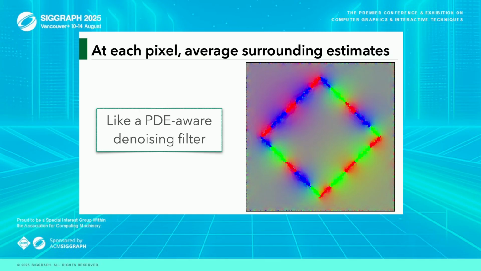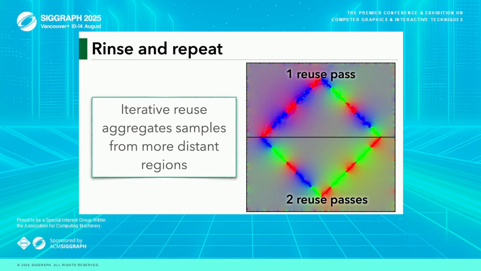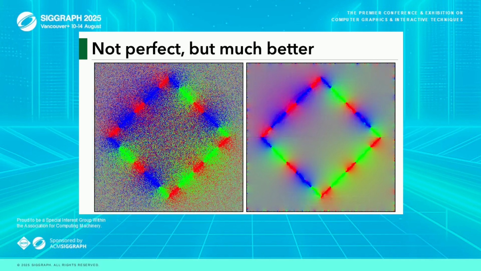And you can, in a sense, think of this as a denoising filter. It's averaging colors from nearby pixels, but it's done in a way that's aware of the properties of the PDE by using this volumetric mean value property. In fact, you can do this multiple times. So after one pass, you can do this reuse pass again and again, and that allows information to propagate over larger regions of the domain. Now, this isn't perfect, but what we did is we started with an image with one walk per pixel, and without tracing any more walks, get the image on the right that's much smoother.